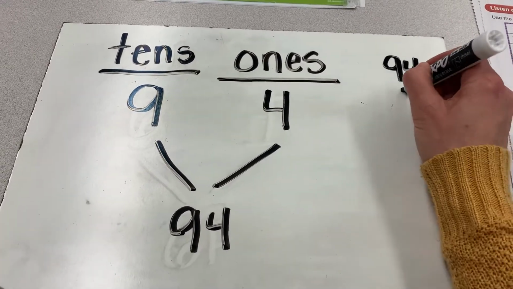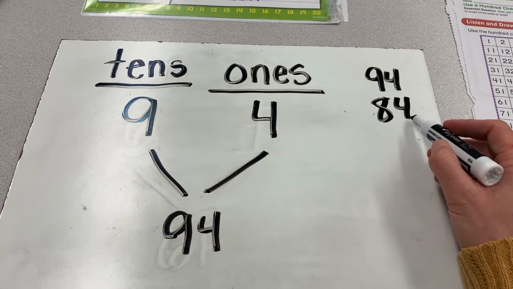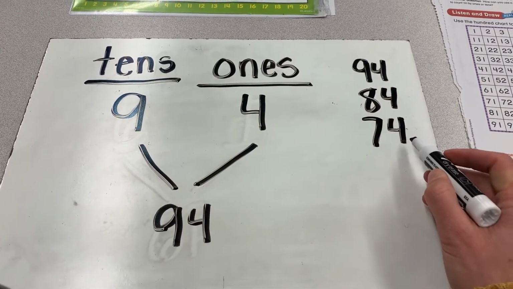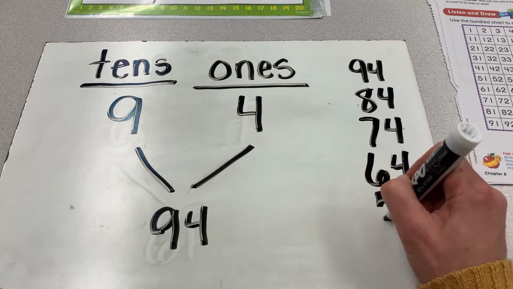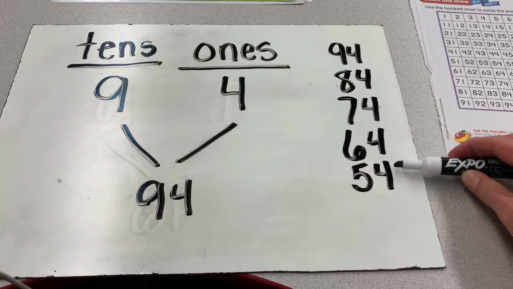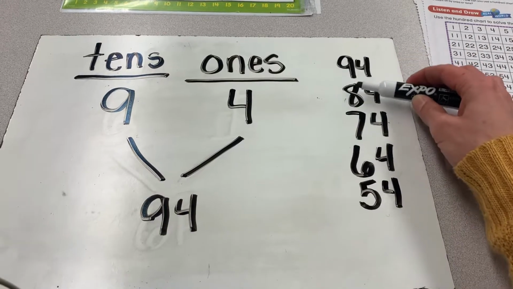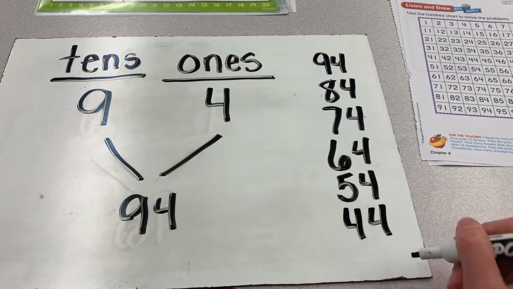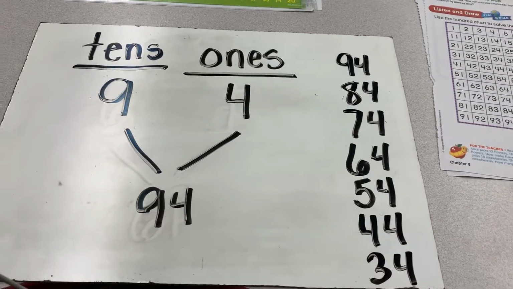Did anyone make 84? That has 4 in the ones place. Did anyone make 74? What's another number? Oh, I'm making a lot of them, aren't I? Do you see a pattern? My 4 is staying the same. It's following the rule in the ones place. But what's happening to my tens place? 9, 8, 7, 6, 5, 4, 3. Pretty cool, huh?